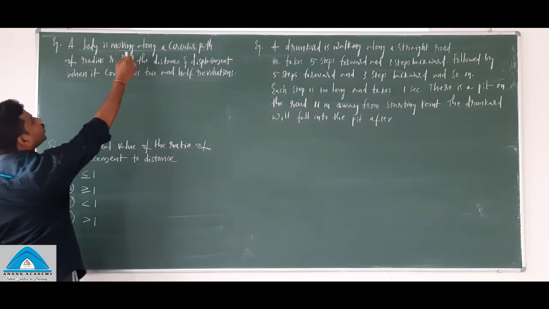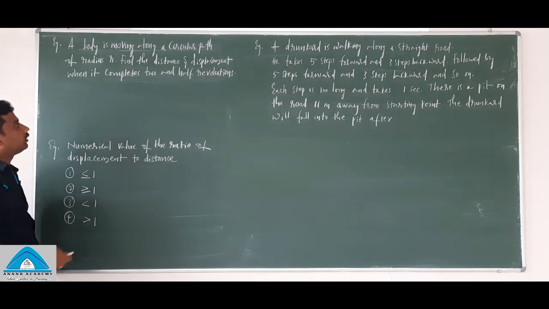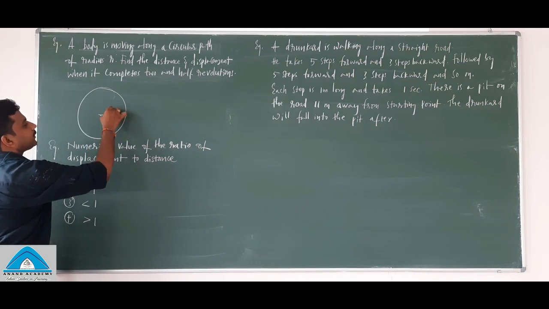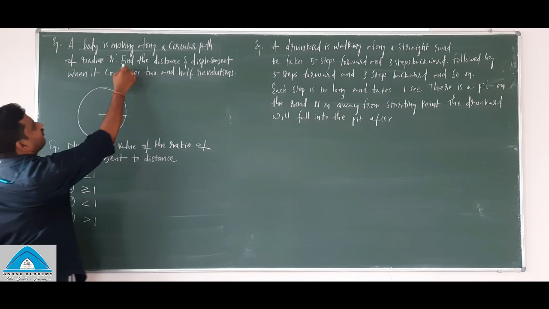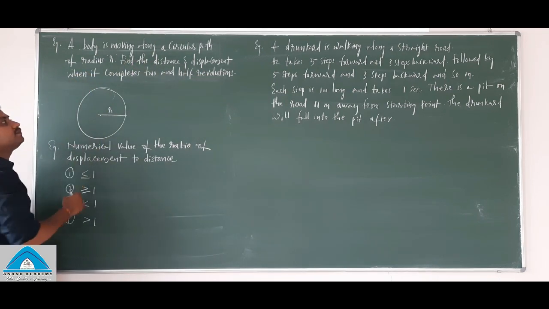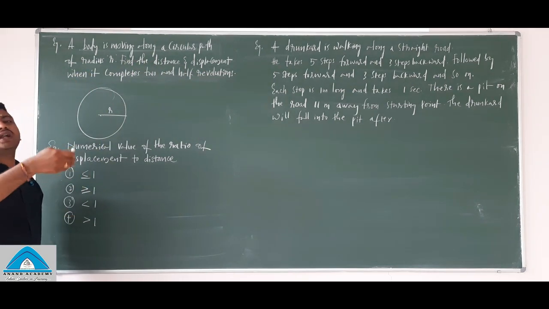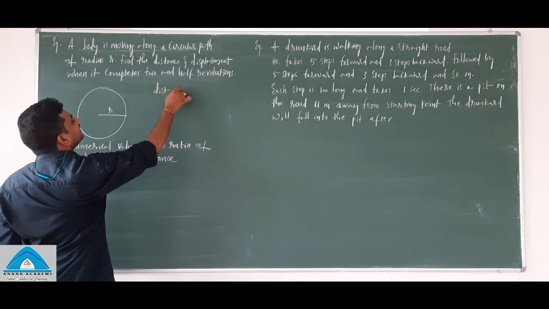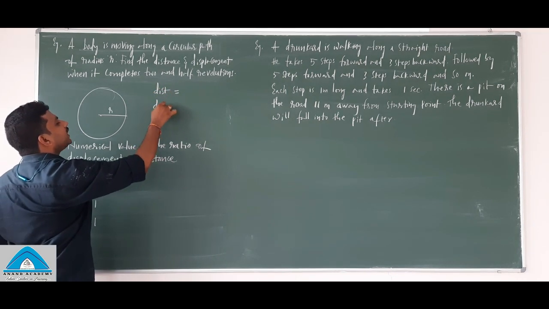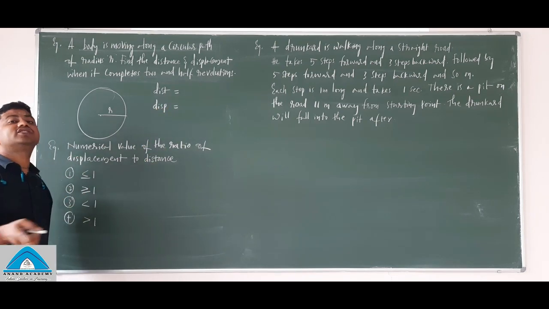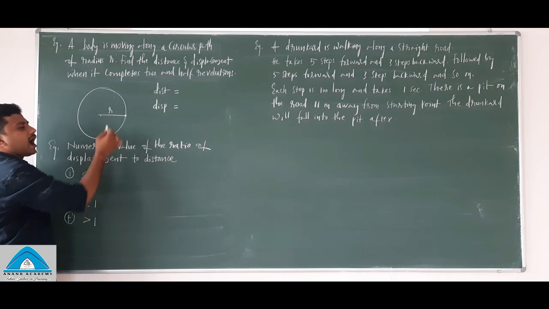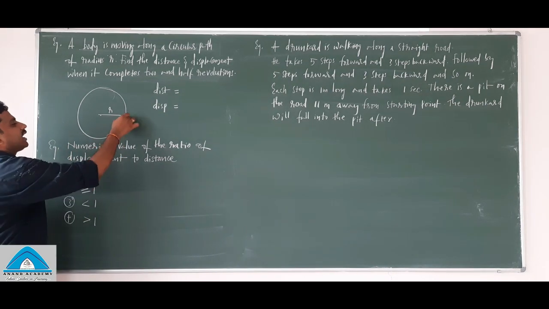A body is moving along a circular path of radius r. There is a circle, and the radius of the circular path is r. Find the distance and displacement when it completes 2.5 revolutions. So let's find the distance and displacement when the particle finishes 2.5 revolutions, right? This is what I am considering the origin, the starting point.